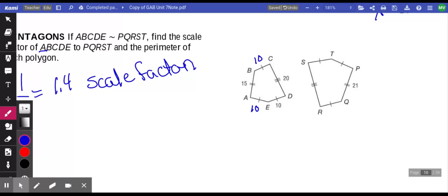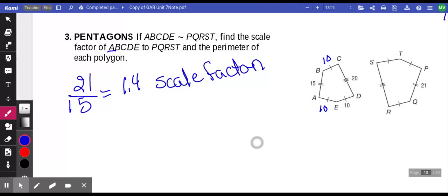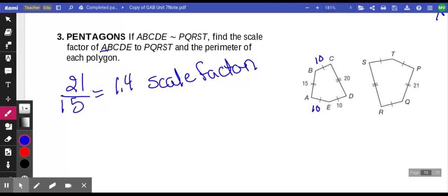So there are two ways I can do this. I could find each part of the missing pentagon by multiplying by 1.4, or I can find the perimeter of the smaller one and multiply it by 1.4 to find the perimeter of the larger. Because it didn't ask me for all the parts, it only asked for the perimeter.